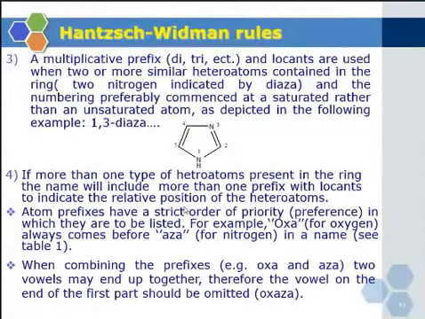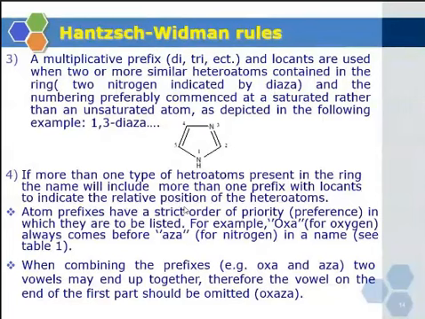Third point to be taken care of is a multiplicative prefix like di, tri, etc. In the earlier slides, we saw structures where a single heterocyclic structure bears more than one heteroatom. Sometimes these heteroatoms may be the same atom or two different atoms. If they are the same, then the terms di, tri, etc. are used. And locants are used when two or more similar heteroatoms are contained in the ring.